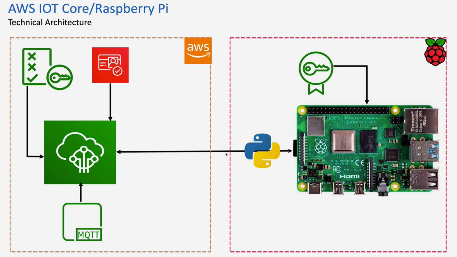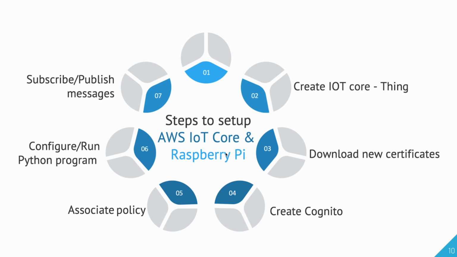So ideally, we should be sending actual data, such as temperature sensor data, but in this video, we'll send a simple text message back and forth. And the last thing we'll do before the demo is check out what steps we have to take in order to successfully connect our AWS IoT Core to Raspberry Pi.